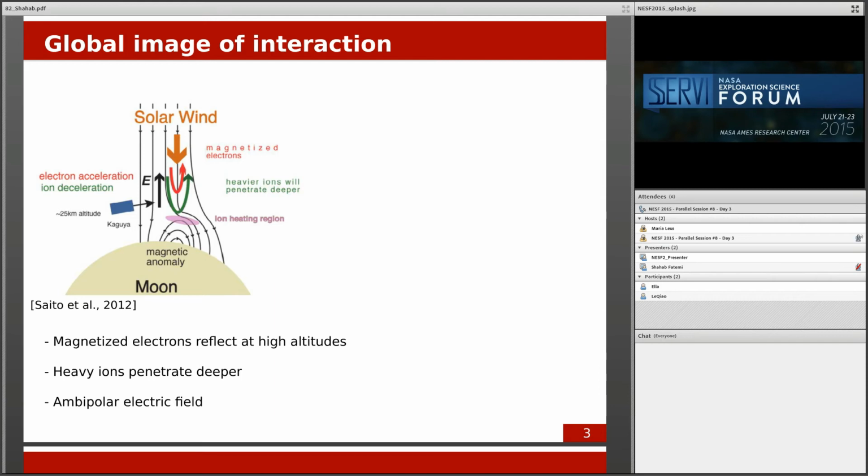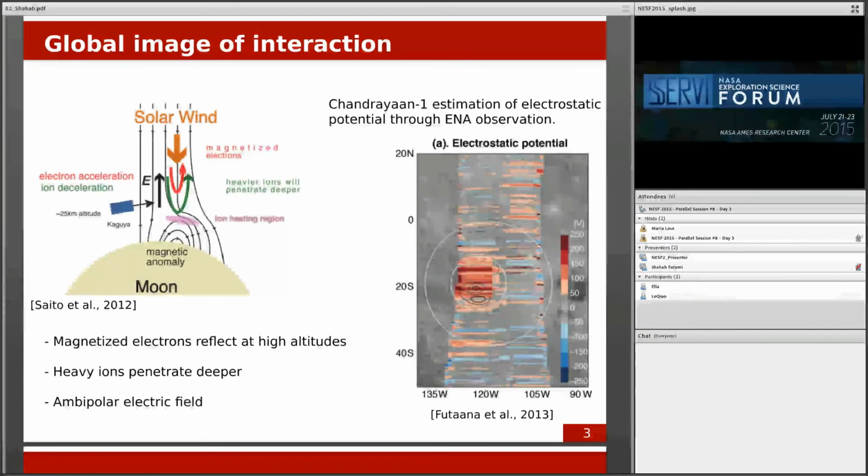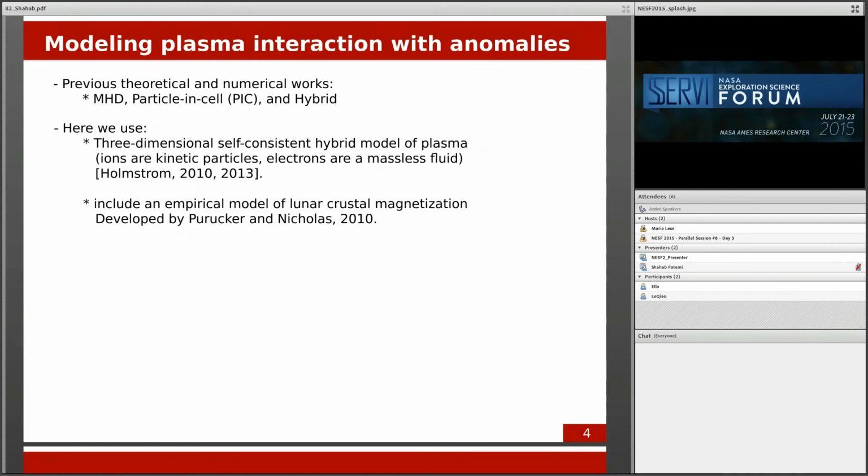Kaguya and Chandrayaan-1 satellite observations show that on average about 10% of the incident solar wind proton flux is reflected in charged form over the crustal magnetic field, but over some strong fields, the reflection can exceed 50% of the incident flux. The figure here on the right from Fontana et al. 2013 shows Chandrayaan-1 estimates of electrostatic potential around the magnetic anomaly. They estimated an electrostatic potential of about 20 volts.